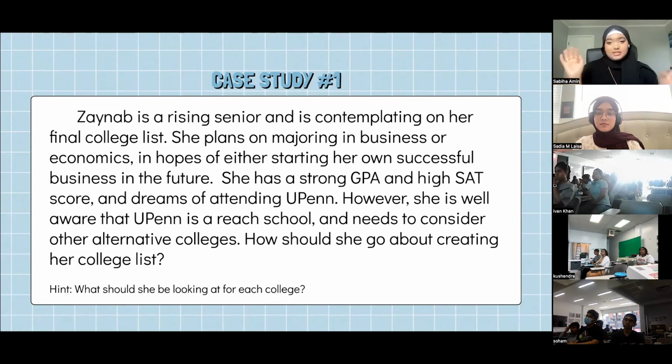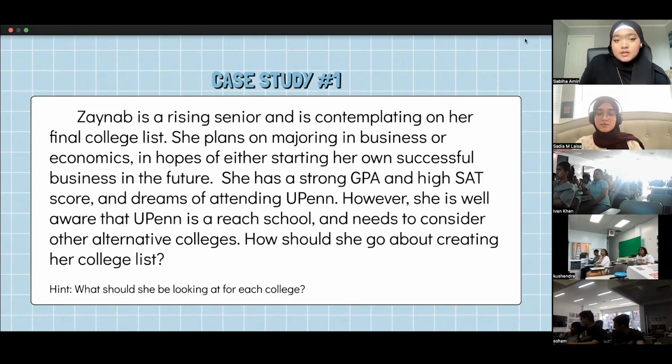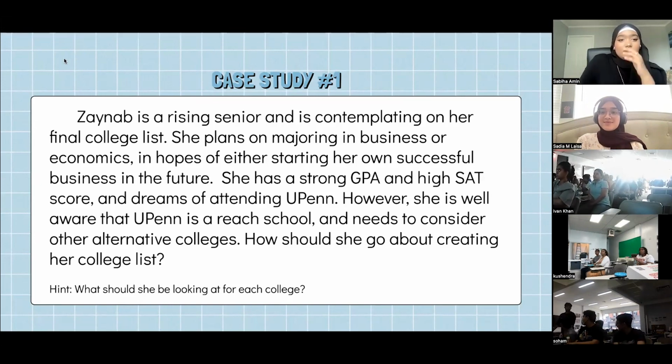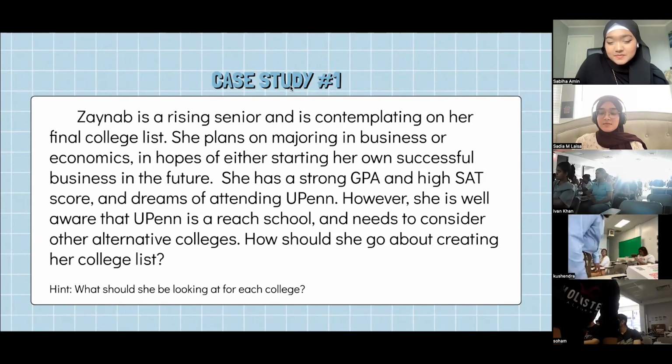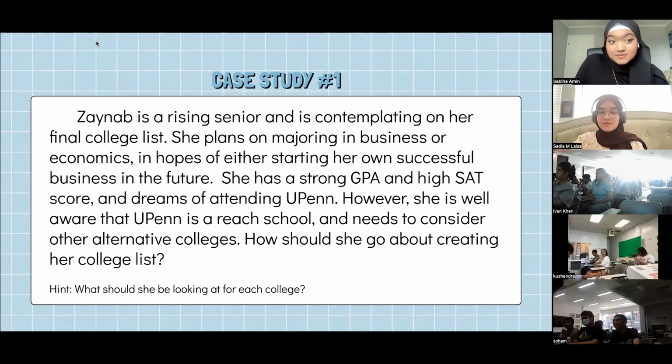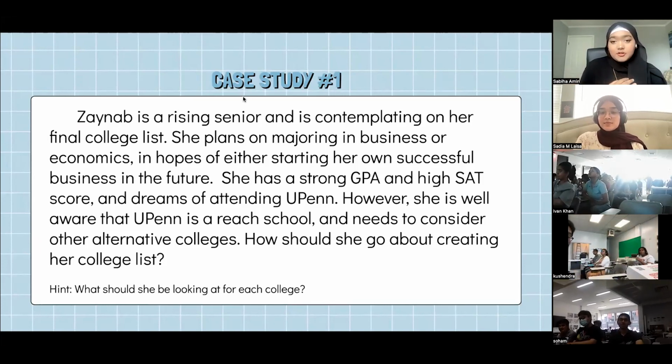So I'm actually going to ask each branch to partake with their own ideas. Can we start with the Jamaica branch? Is there anyone there that has any idea of how she should go about creating her college list? Any ideas at all? They're okay for now. Yeah. Okay. Do we have anyone from the Long Island branch that has any ideas of what she can look at for creating her college list?